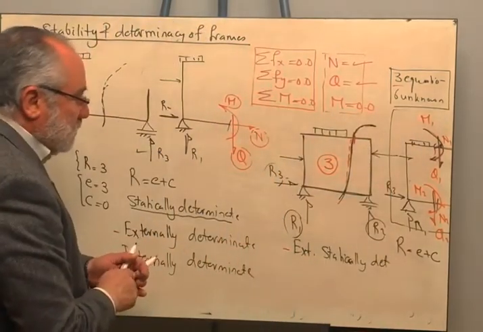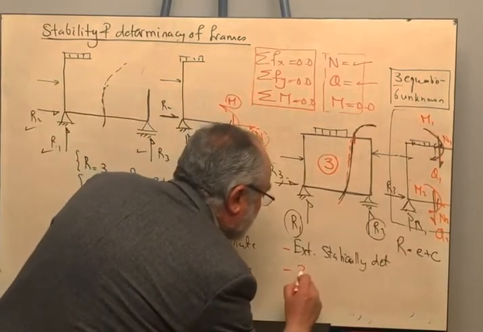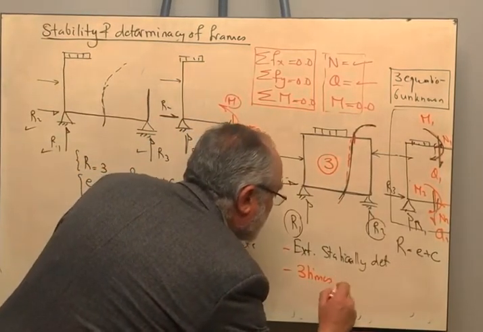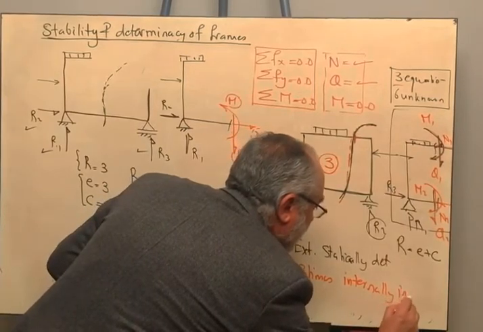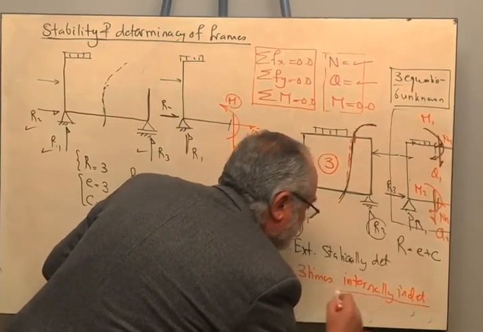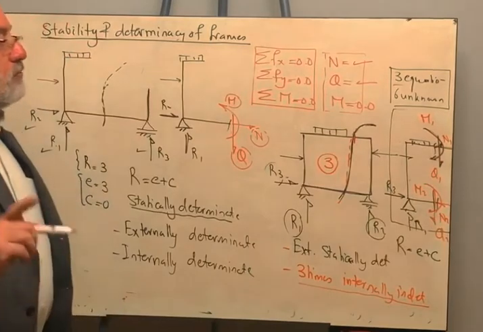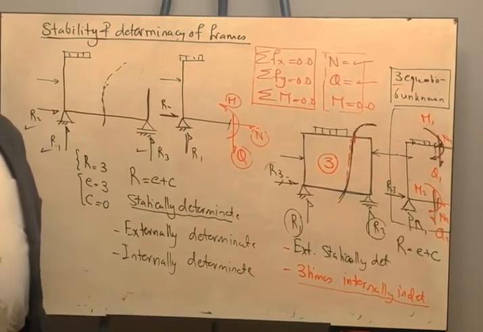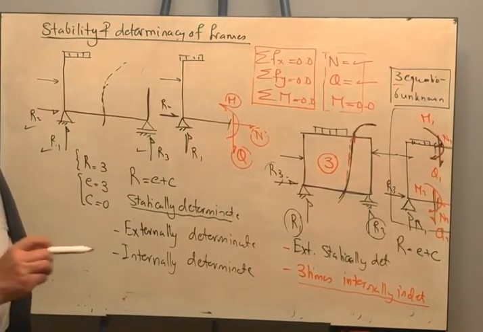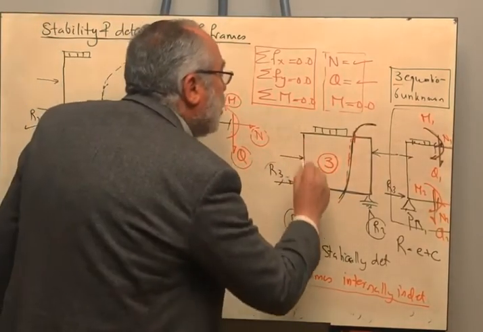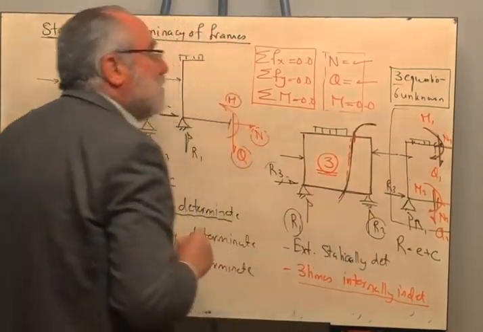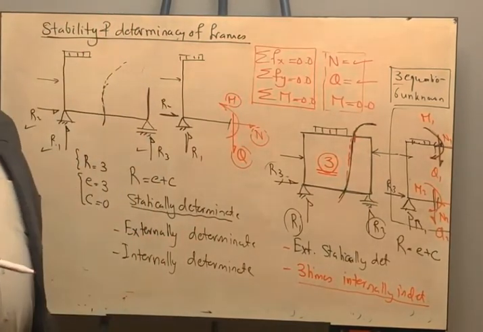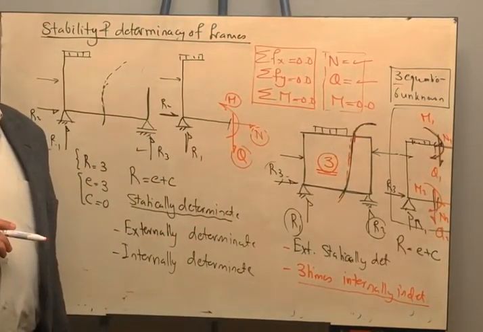So therefore this frame is 3 times internally indeterminate. Now, before I solve several problems for you to clarify this concept, take care. Whenever you are having a closed frame like this, then automatically I am having three extra unknowns. It is 3 times internally indeterminate.